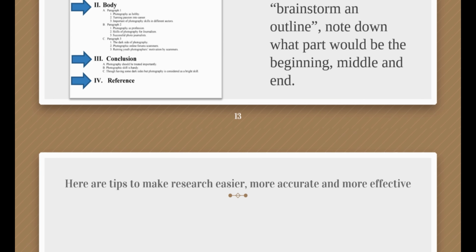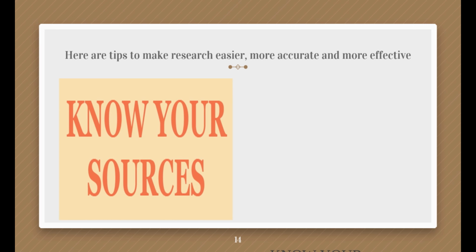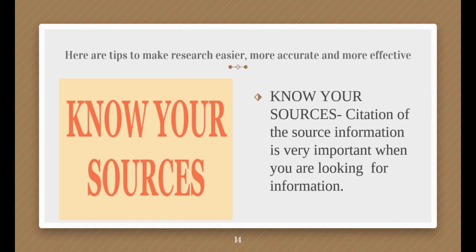Know your sources. Citation of the source information is very important when you're looking for information. Make sure that the sources you used are reliable. Check the author and double-check by citing another source. Be careful to differentiate real facts from fake ones. Use varied sources. Not just limit to one, like use books, magazines, diaries, journals, and newspapers to support your research.